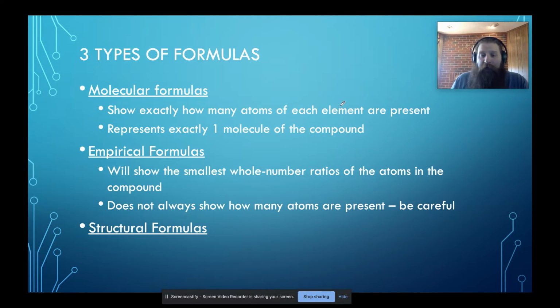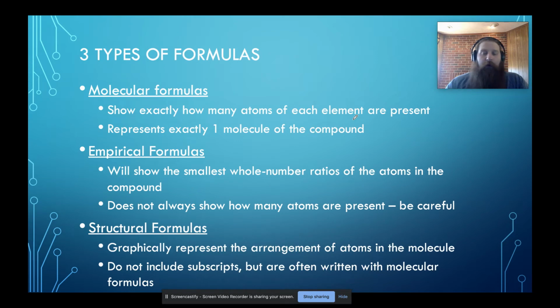It doesn't always show you how many atoms are present, okay? For example, C6H12O6. This is a molecular formula. It's glucose. I know it's a molecular formula because it's not reduced. The reduced version would be CH2O. This is the empirical formula of glucose. It's not glucose. It's just the empirical formula. So be careful there. If something asks you for empirical, or gives you empirical, that doesn't always tell you how many atoms are present. A structural formula is actually a picture, okay?